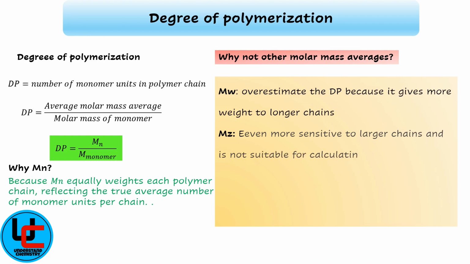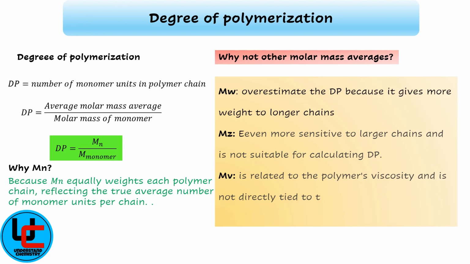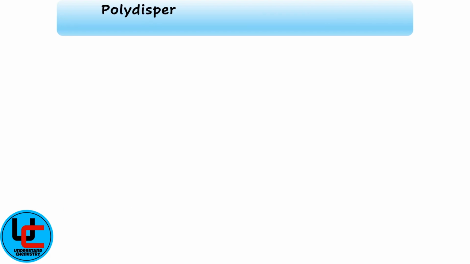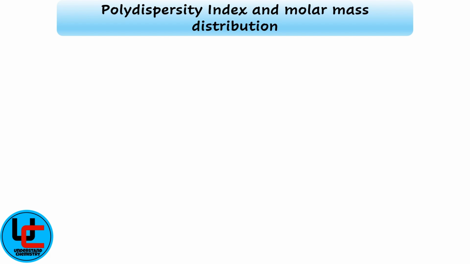The Z-average molar mass is even more sensitive to larger chains and is not suitable for calculating degree of polymerization. The viscosity average molar mass is related to polymer viscosity and is not directly tied to the number of monomer units. Let us see how the molar mass averages help in finding the polydispersity index of a polymer.